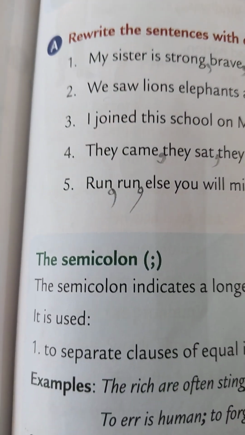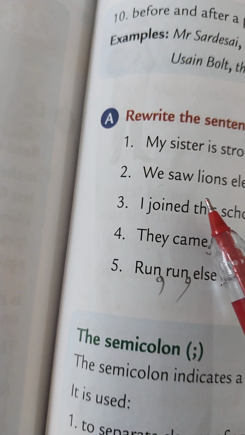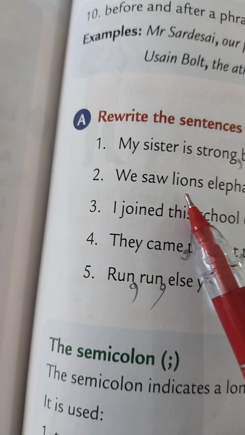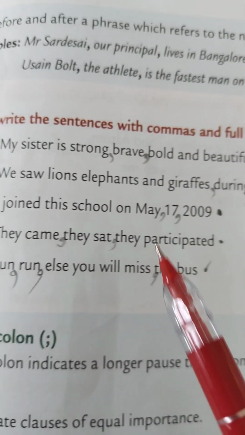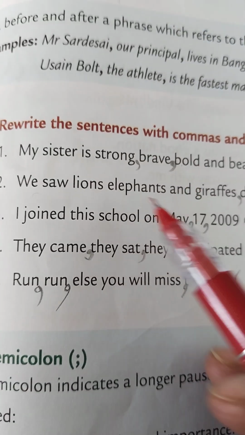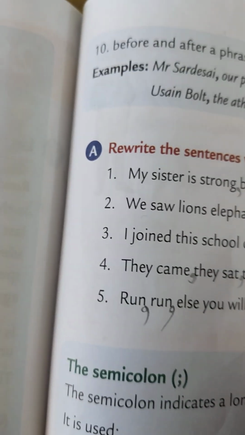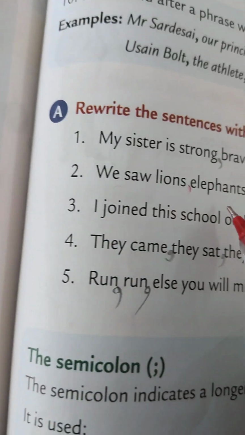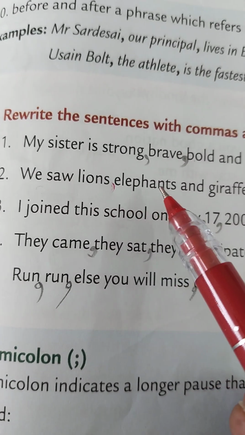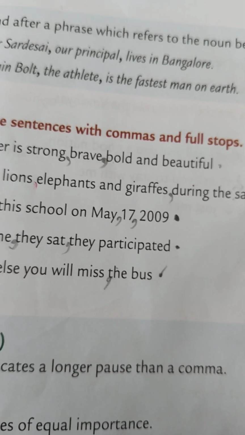Okay. Now see one more. We saw lions, elephants, and giraffes during the safari. Now, in this, we have a list of words: lions, elephants, and giraffes. We will separate them with the help of commas. So we will put comma after lions, and we will put a full stop at the end of the sentence.